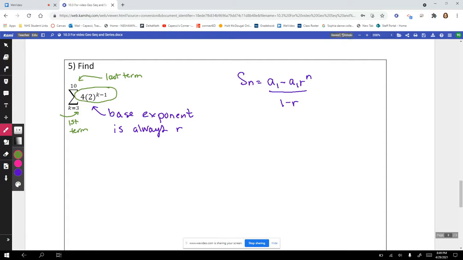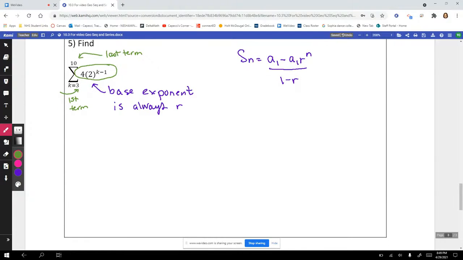That base with the exponent there is always going to be your r value. So when looking at that, I know that my r value is 2. Now, the number of terms, if you remember from the last lesson, we went 10 minus 3, the last term minus the lowest, and then we add 1. So that gives us 8. That is equal to n.